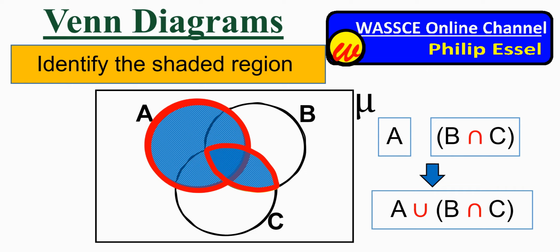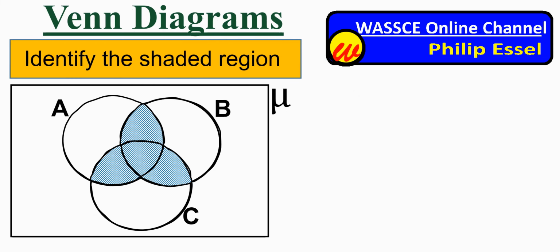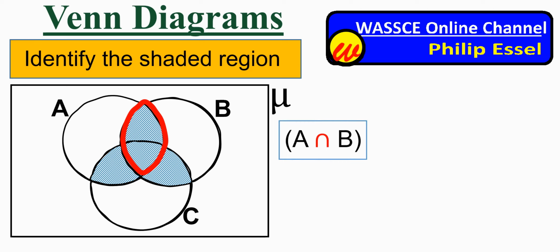Let's look at the next example. For this example, let's identify this region. As usual, we will be taking the regions bit by bit. Then afterwards, we would merge them together. So let's look at the first bit. So this is the first part of the region. This region is A intersection B, the point where the set A and the set B unite.